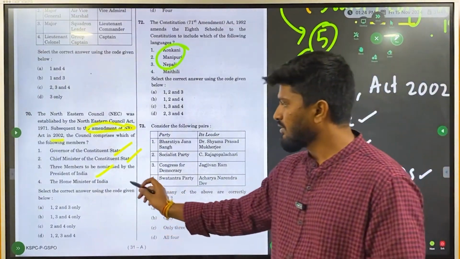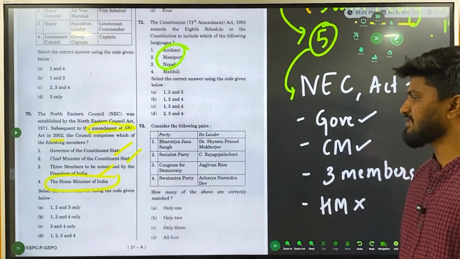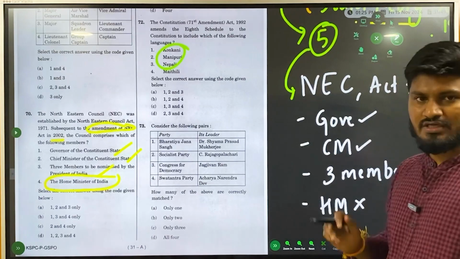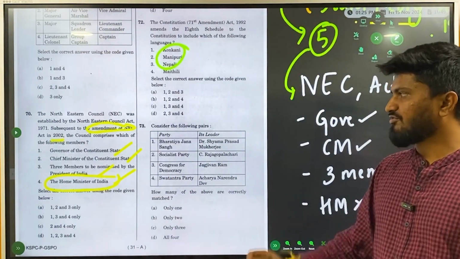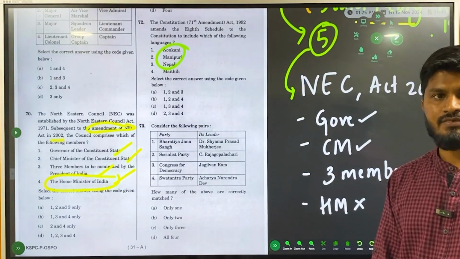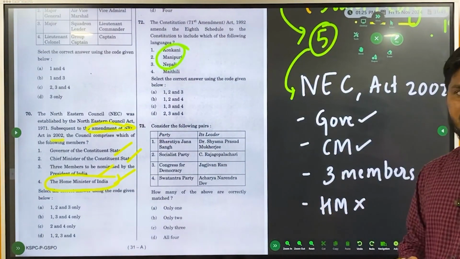And option number 4, according to the Zonal Act, the Home Minister of India is the chairperson of the zonal councils, so he is also present here. So totally 1, 2, 3, 4. The correct answer is D. Okay, all the persons are members of the Northeast Zonal Council.